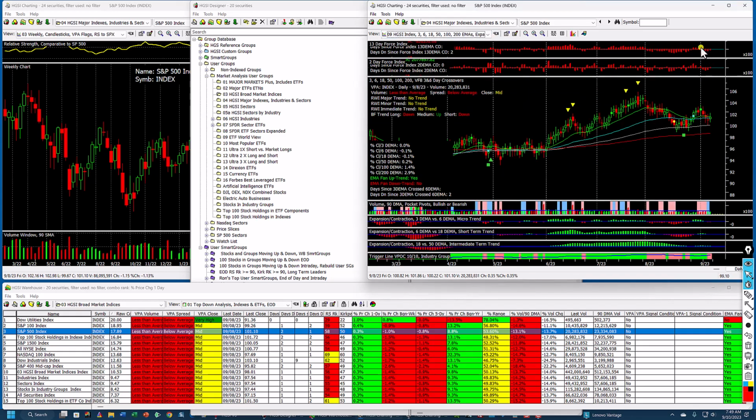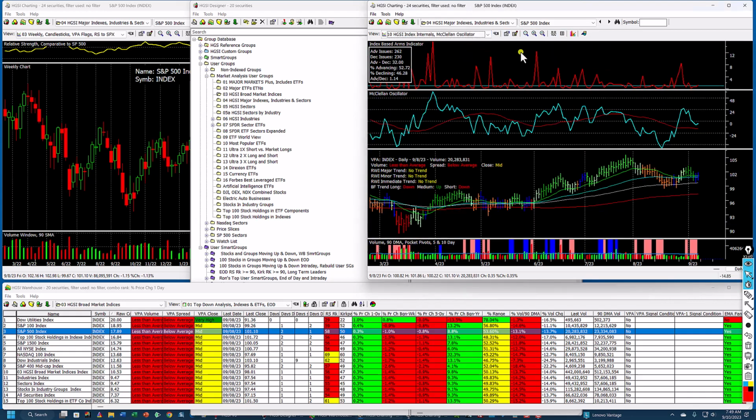Force indexes are turning up slightly. Pretty neutral though. And then here we get into the McClellan oscillator. You can see that it was moving up. It rolled over, but it's starting to turn up again.